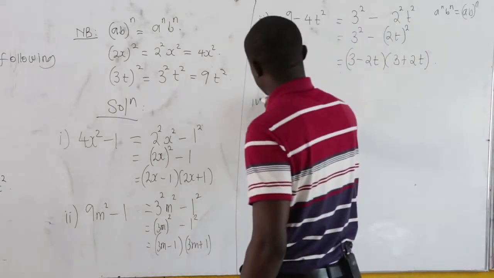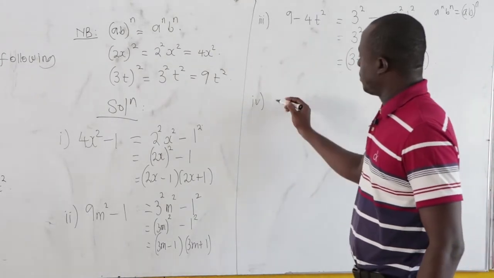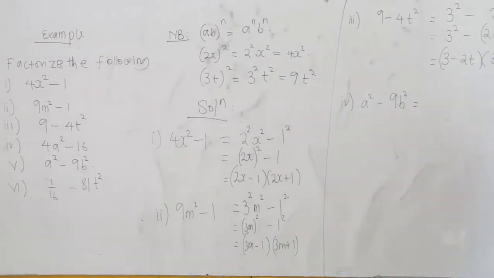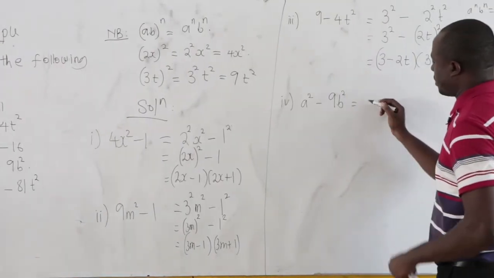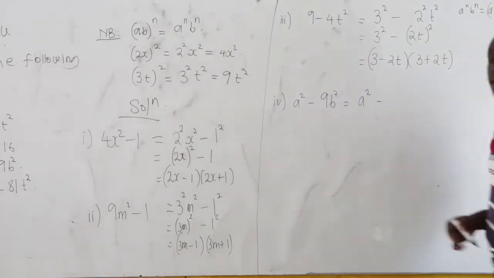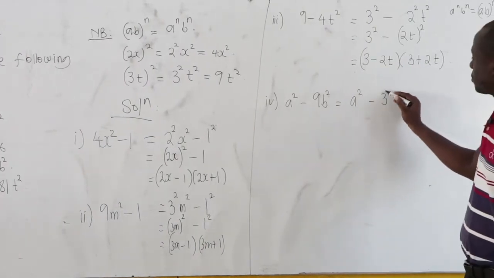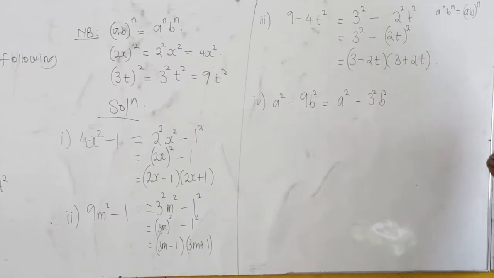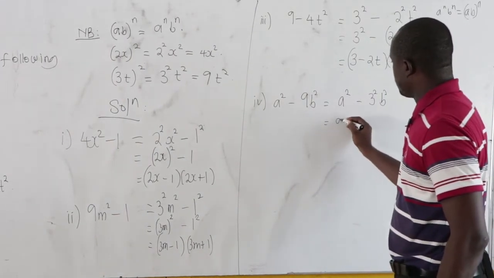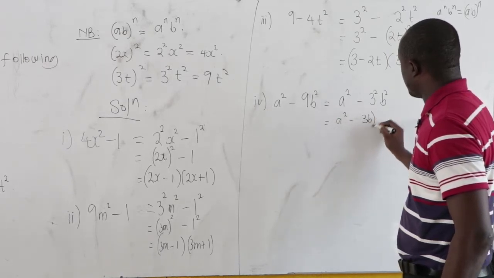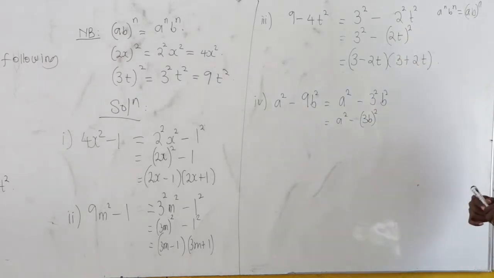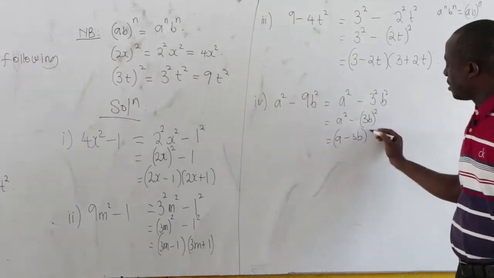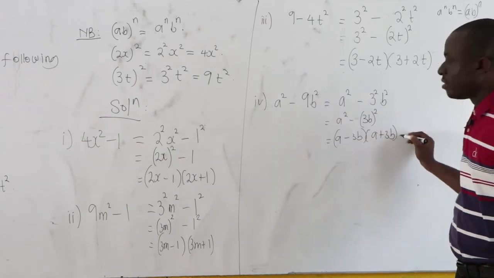Now, let's see the fourth one. We have a squared minus 9b squared. So we have our a squared minus the 9. We can change 9 to 3 squared b squared. And then we apply this property, which is so powerful in difference of two squares. Here we have (3b) all squared. And from here, we get a minus 3b, and then a plus 3b.